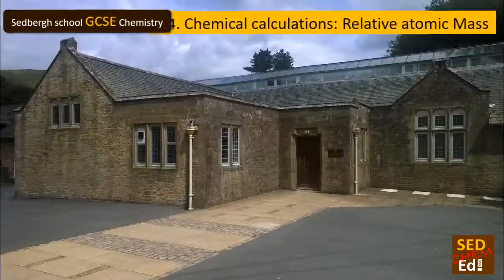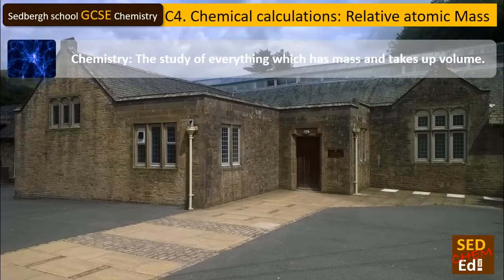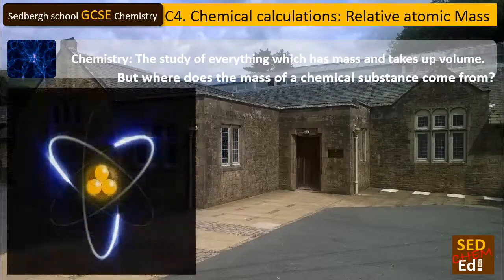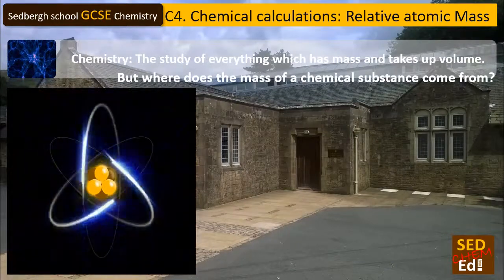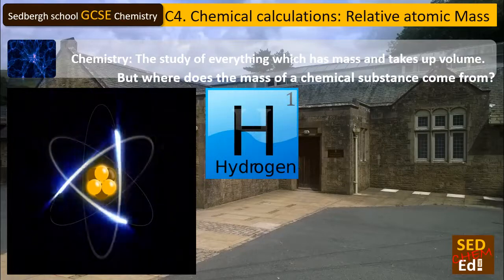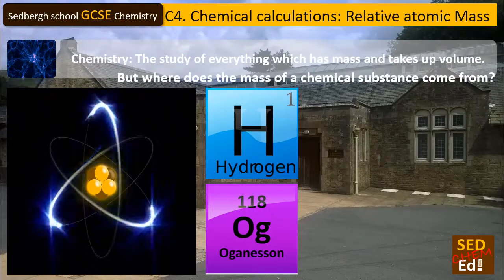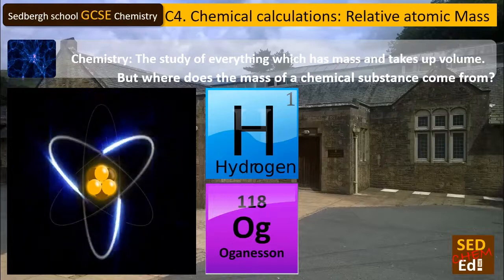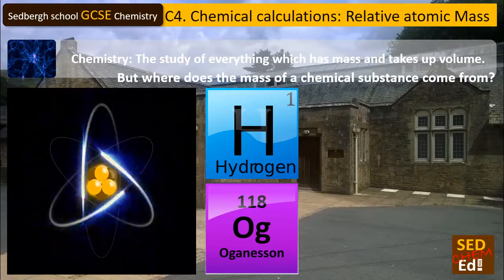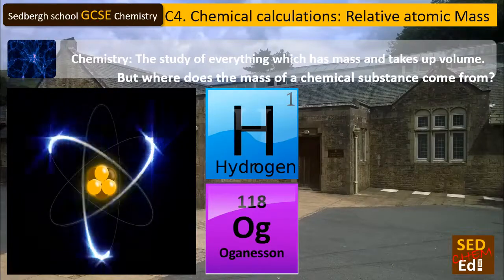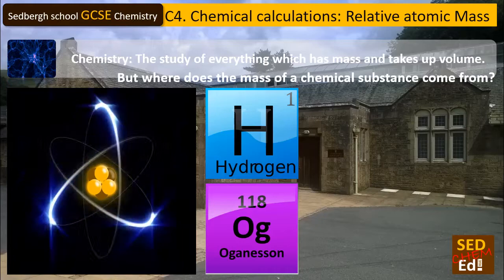It is a definition of chemistry that it's the study of all things which have a mass and take up volume. But where does the mass of a chemical substance come from? All matter is made up of atoms, and the atoms of different elements have different masses. Hydrogen is the lightest element with a relative atomic mass of 1. That number there, by the way, is not the atomic mass, but we'll come to that in another video. Oganesson is the heaviest known element, and that has a relative atomic mass of 294.